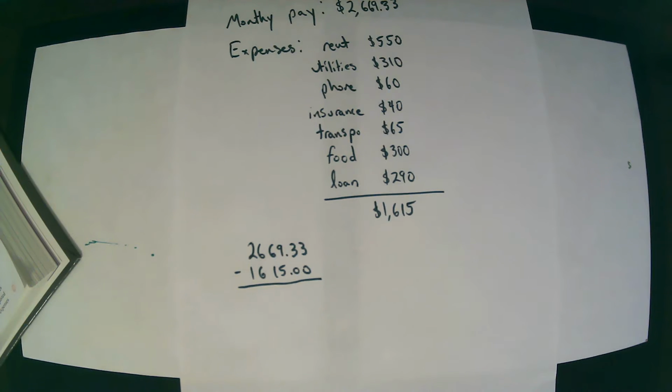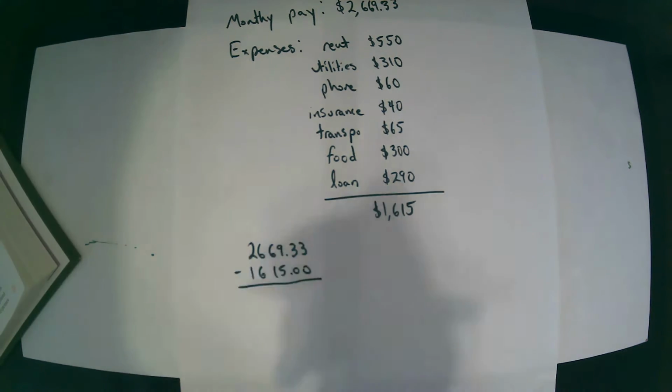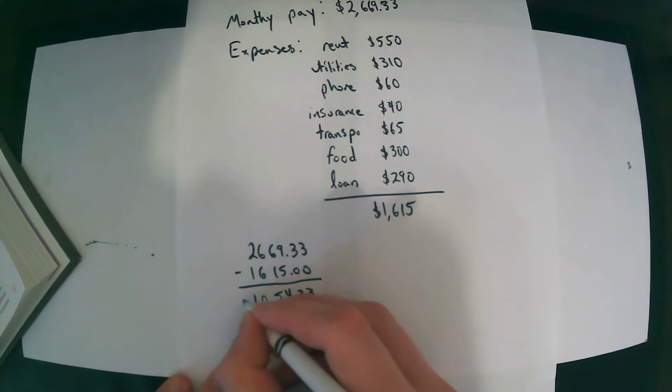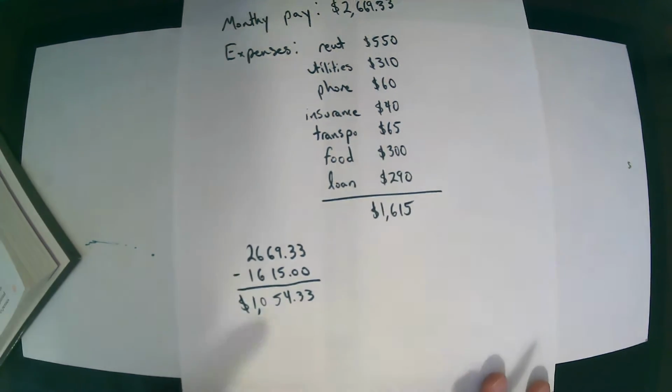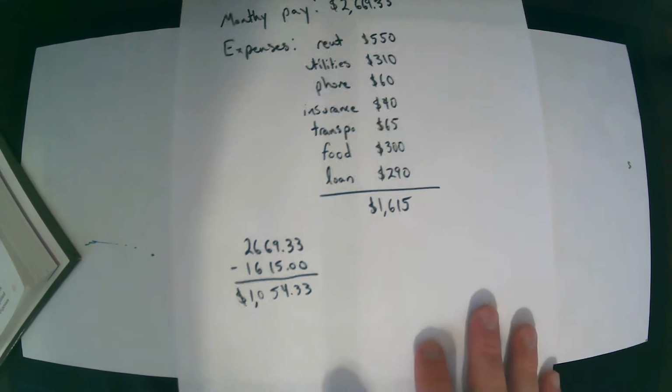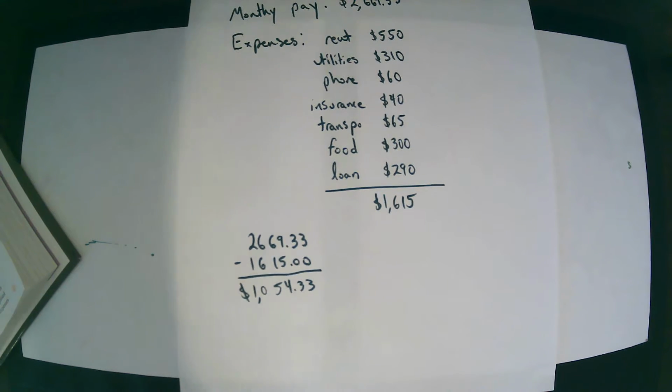Okay, so 2669.33 minus 1615 is 1054.33. So she's in a better place with her money than the person in the previous example.